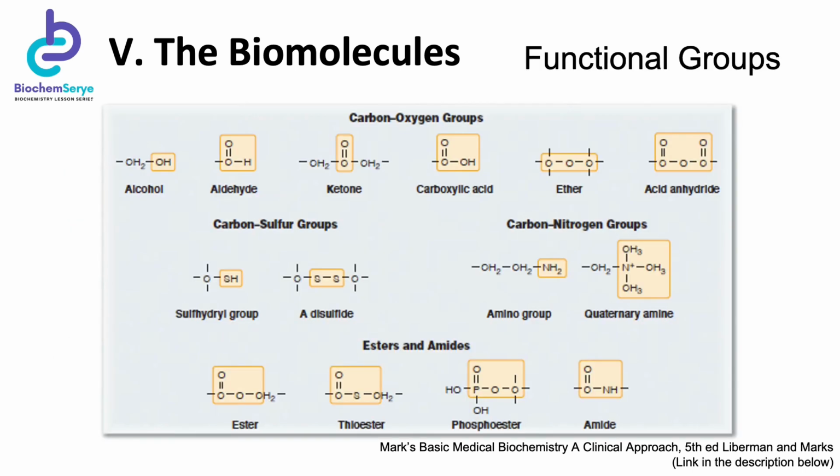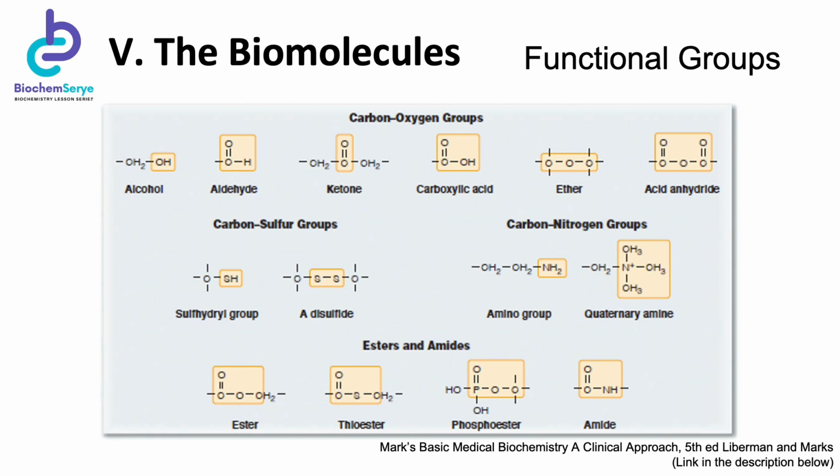This illustration might look daunting, but what we see here are the basic building blocks of the different biomolecules, the functional groups. To start, it is best to understand that biochemical molecules are defined both by their carbon skeleton and by structures called functional groups that usually involve bonds between carbon and oxygen, carbon and nitrogen, carbon and sulfur, or carbon and phosphate groups. As we can see here, there are carbon-oxygen groups, carbon-sulfur groups, carbon-nitrogen groups, and the sulfur and phosphorus-containing groups, the esters and the amides, respectively.